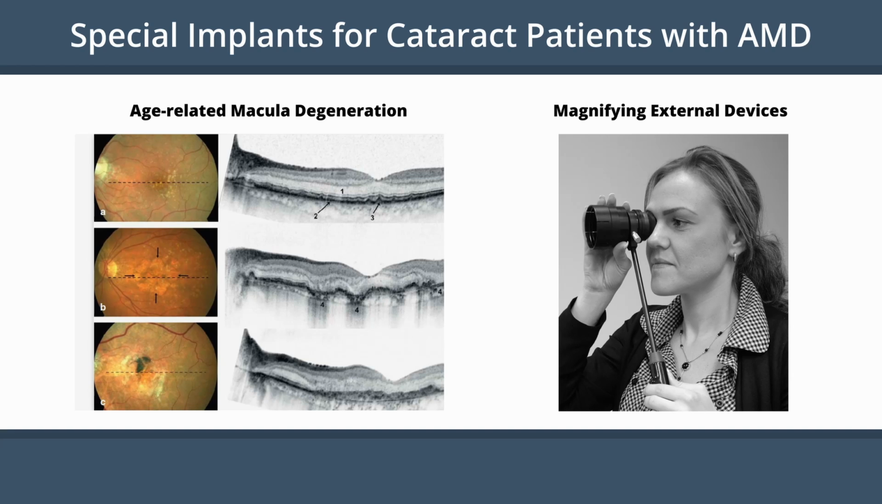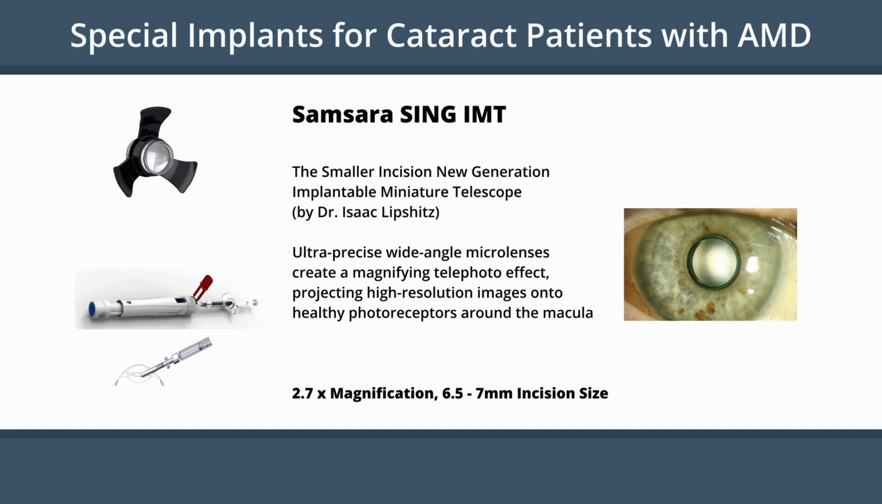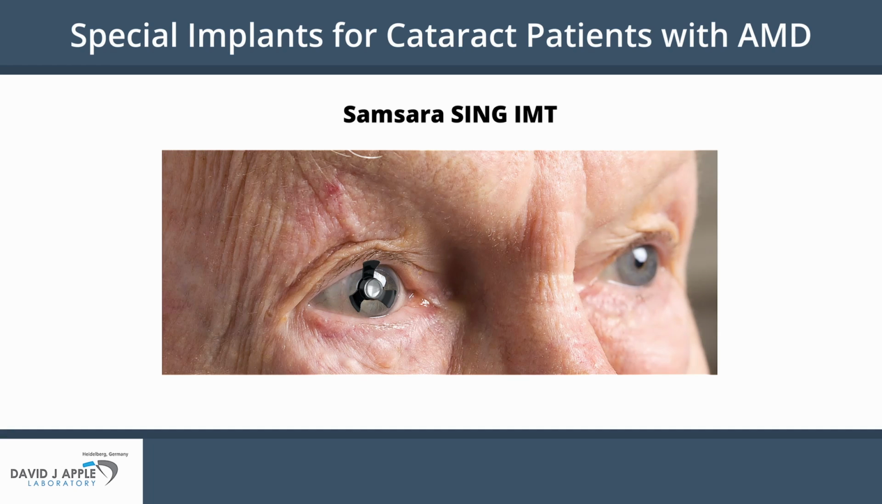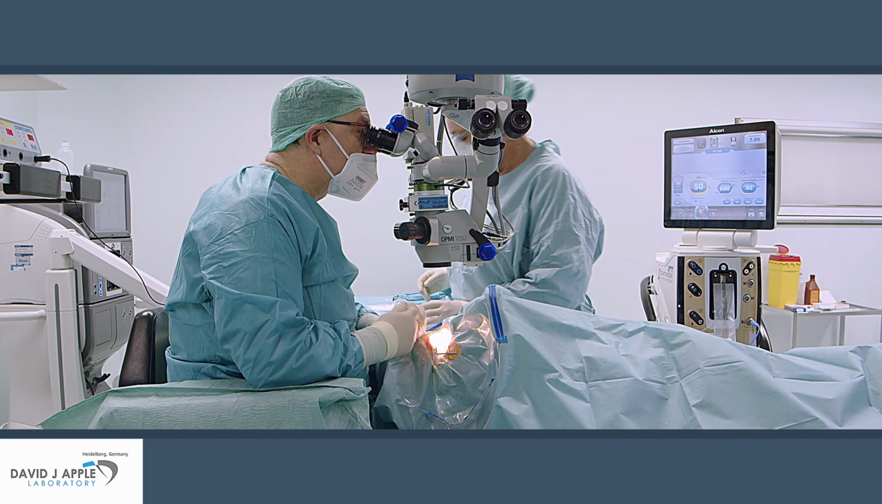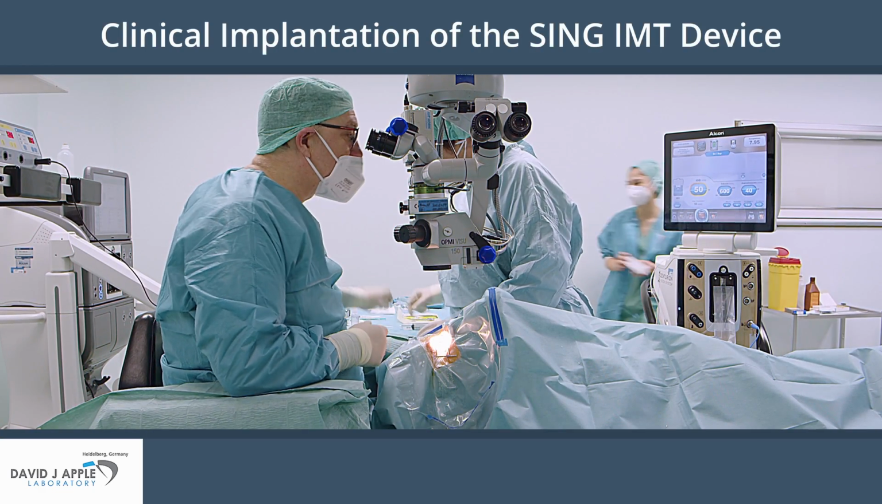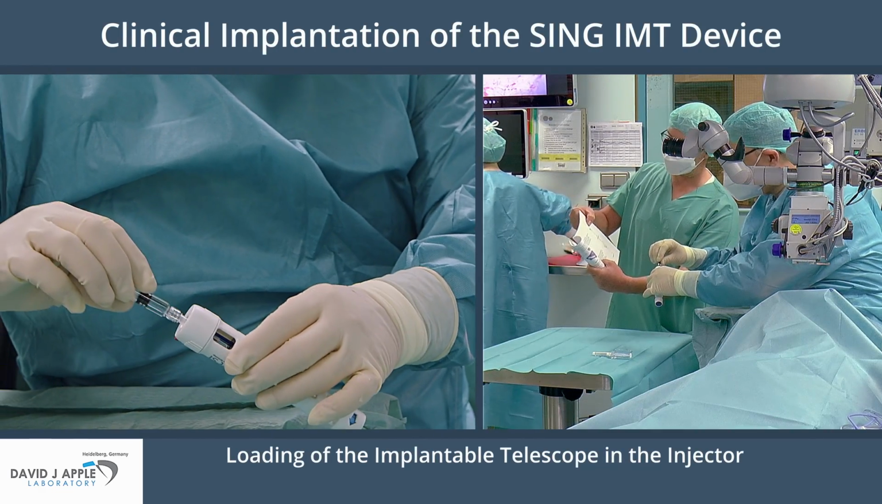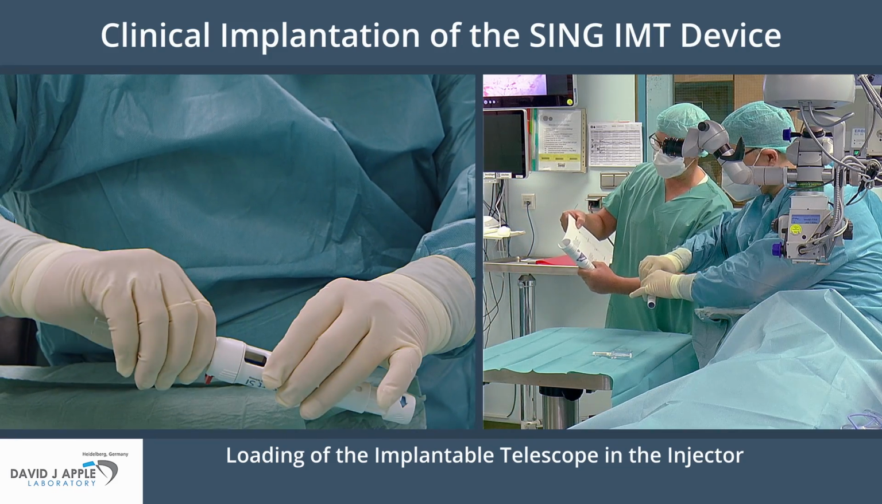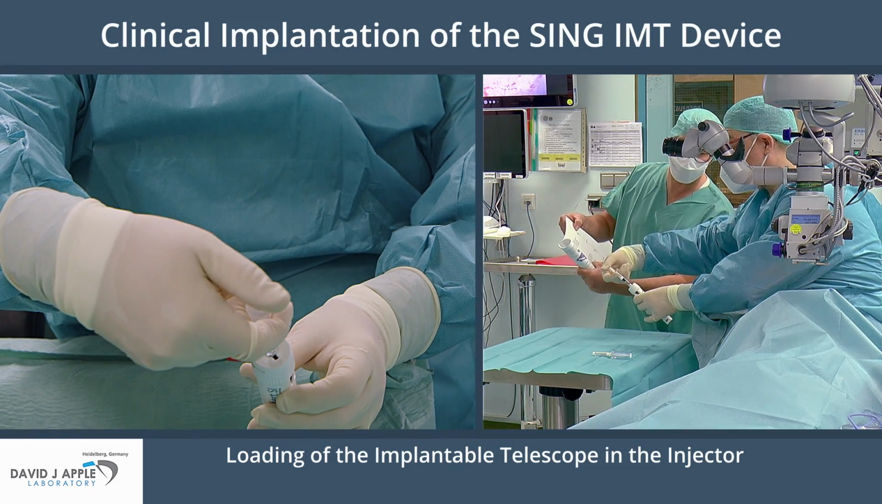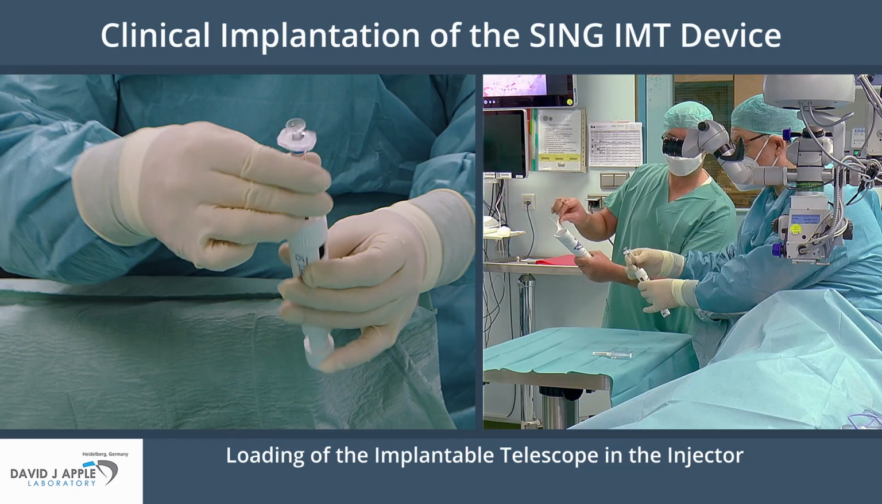There are new special devices for AMD patients for cataract surgery. Implantable miniature telescope. How can we get this kind of implant into the eye of a patient? First, cataract surgery is performed as usual. Then we use a T-Cert IS system to deliver the lens in a specific cartridge.